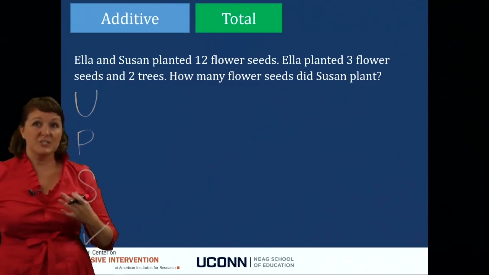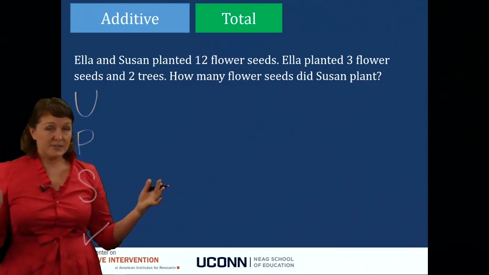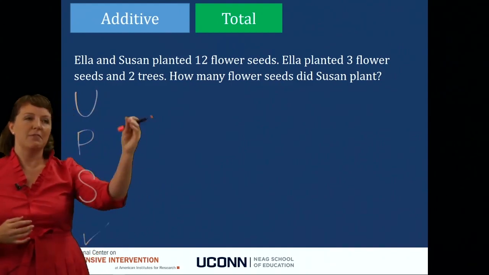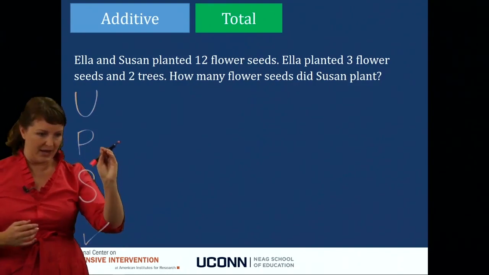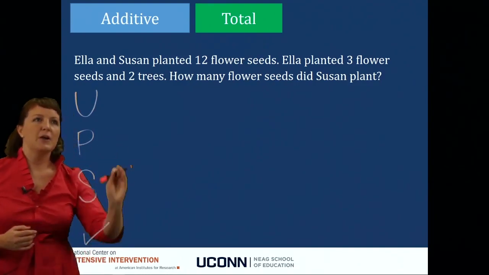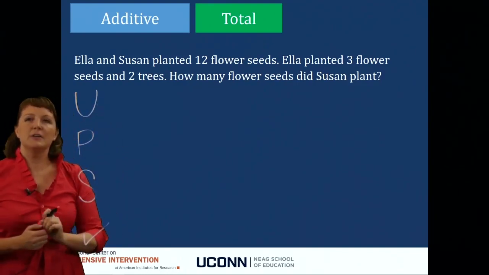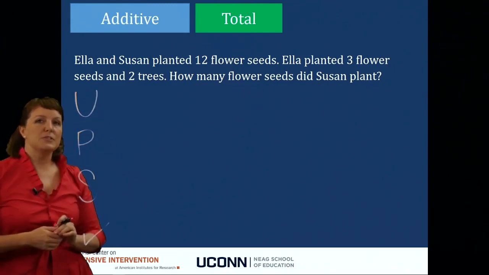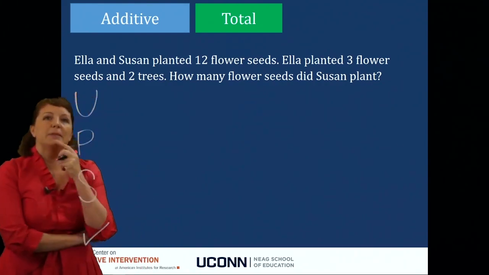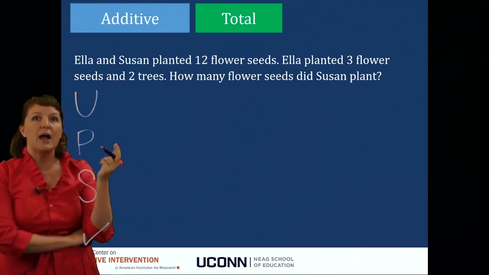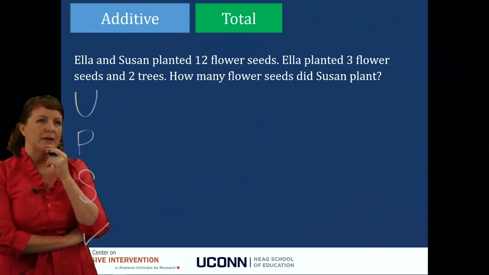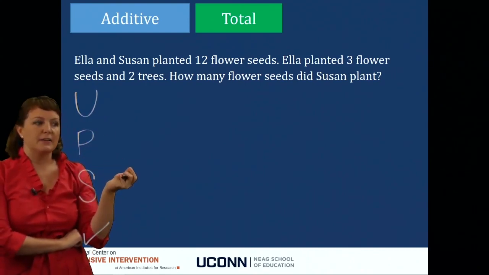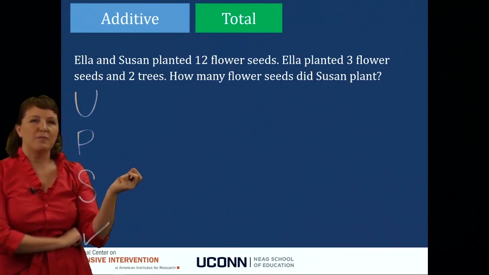Now this is the attack strategy that I'm going to use today. This doesn't necessarily mean that this is the one that you're going to use. You just have to have one of these. And remember, this stands for understand, plan, solve, and check. So I'm going to U this problem. I need to understand this problem, and I can only understand this problem by reading it. Ella and Susan planted 12 flower seeds. Ella planted 3 flower seeds in 2 trees. How many flower seeds did Susan plant? I need to also understand this problem by figuring out what I need to find. And in this problem, I'm talking about flower seeds.